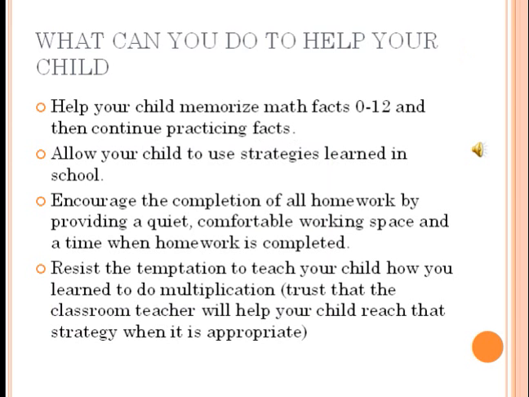We have reached the end of the presentation. There are various ways you can help your child at home with multiplication. One way is to help your child learn the multiplication facts from 0 times 0 to 12 times 12, and then continue practicing the facts after they have memorized them. You can also allow your child to use the strategies that they learned in school, and encourage that your child completes all homework, providing a quiet and comfortable space to get this done.